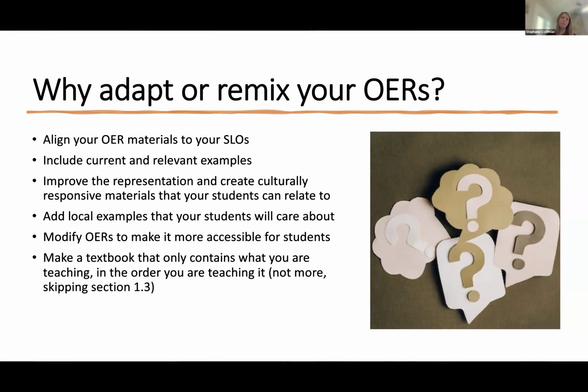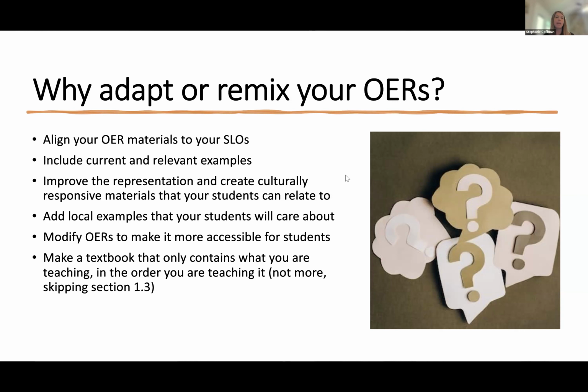So when you adapt or remix different open educational resources, there's a lot of benefits that come with it. You can better align your OER materials to your SLOs. You can include a lot of relevant examples. So examples that are from Fresno, right? From our valley, from our state, versus a traditional textbook that's just written for anybody in the whole country to read.